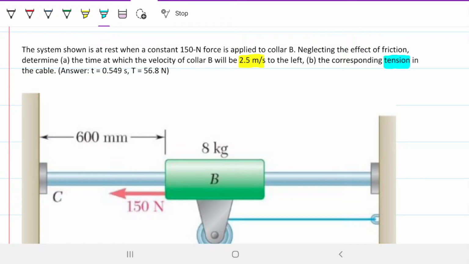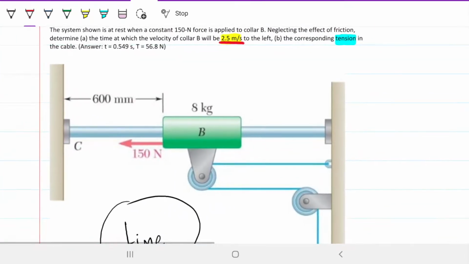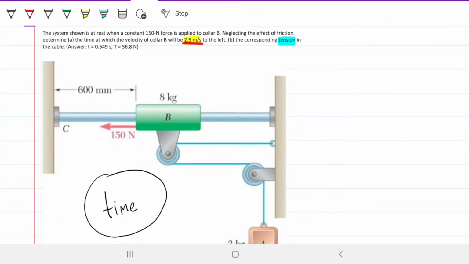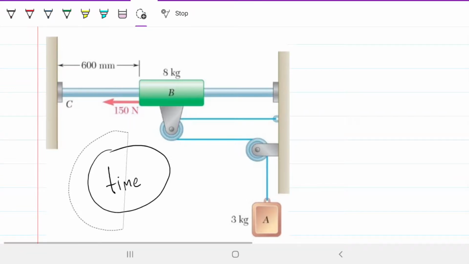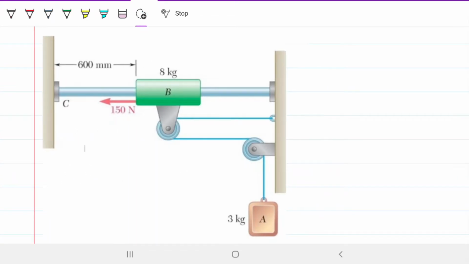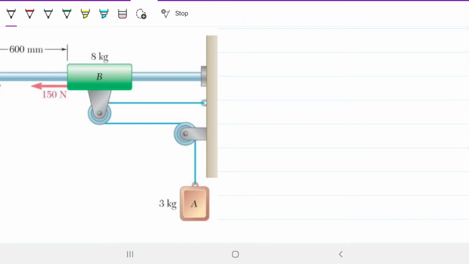Okay, so this problem statement is a bit different because now they're interested in a time at which the velocity is 2.5. So they're specifying the velocity and they want us to find the time. Well, there are two ways we can go about finding the time. One way is to use the same method we used last time and find the acceleration, which we know is going to be constant because we have a constant force being applied here.